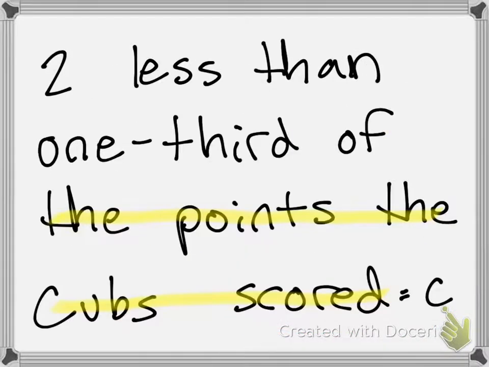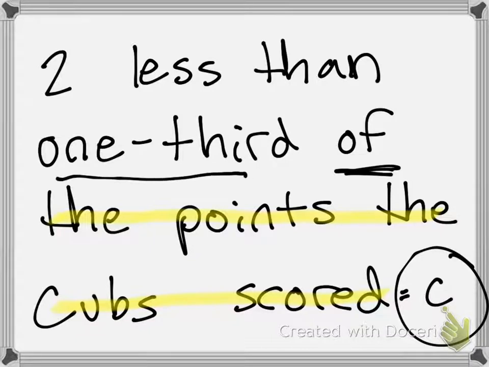First, I want to go back to this original one. 2 less than 1/3 of the points the Cubs scored. We've already identified our variable, C. What does this word of tend to mean in math? What does of tend to mean, Michelle? It means multiply. And so we've got 1/3 multiply C, right? So that means we would have 1/3 times C.